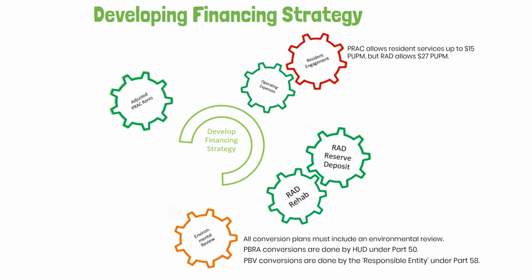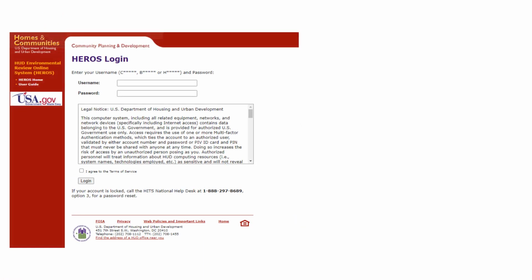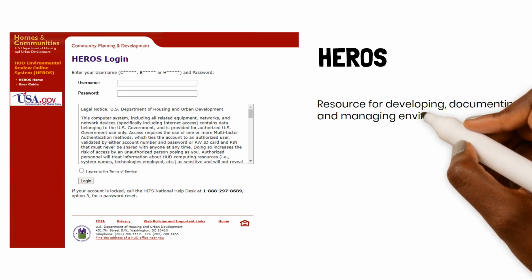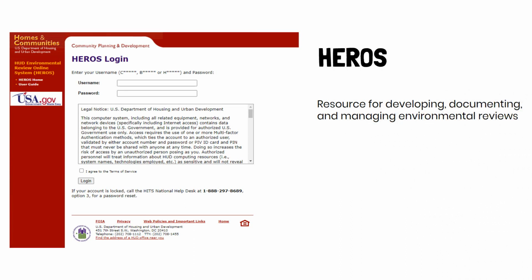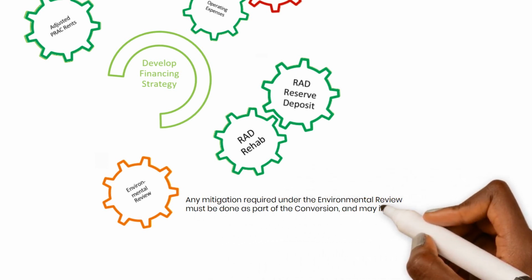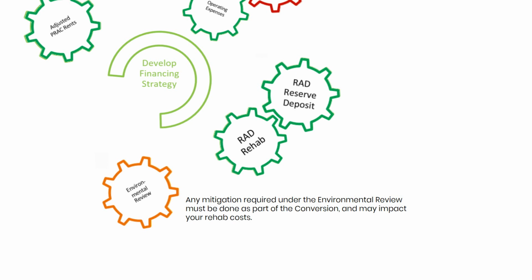The extent of the review will be based on the scope of the work to be completed as part of the conversion. HUD has developed an online system called HEROS, which is used for HUD/Part 50 reviews. HEROS is a resource for developing, documenting, and managing environmental reviews, which may serve as a helpful resource when determining what level of environmental review is required for your RAD conversion. The environmental review may require the adoption of mitigating measures that must be completed as part of the conversion, which may impact rehab costs.